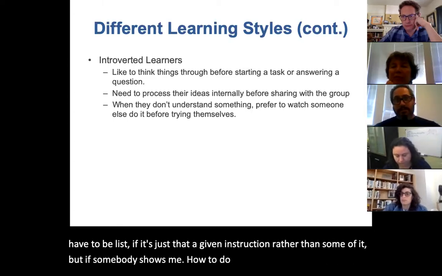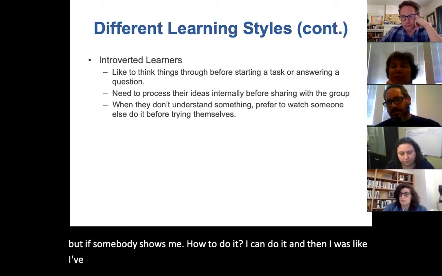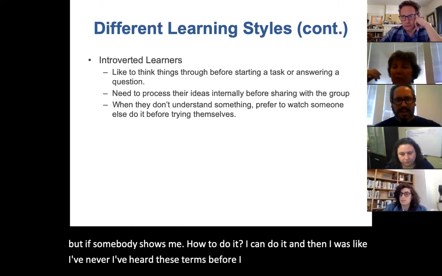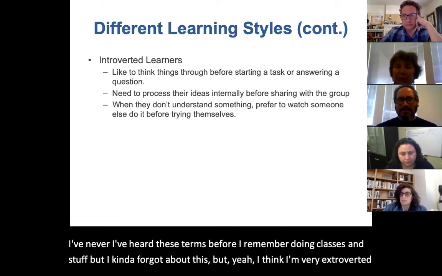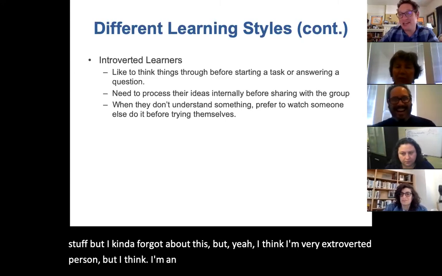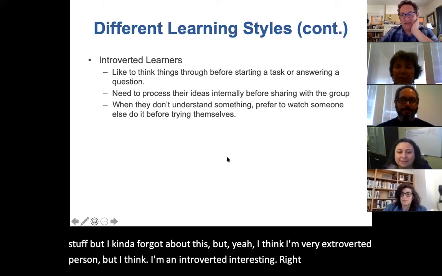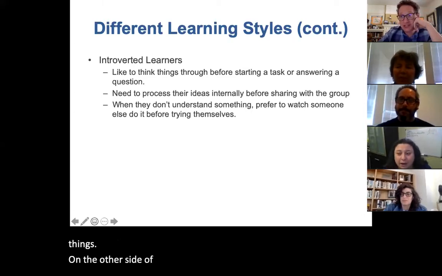I've heard these terms before. I remember when I was doing classes, but I kind of forgot about those. I'm a very extroverted person, but I think I'm an introverted learner. Interesting, right? You can have both of those things. Sorry, one more question. How many learning styles can one person have?